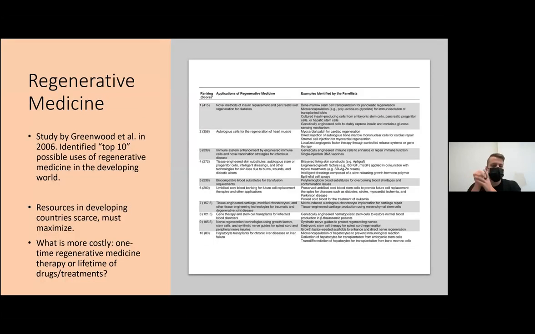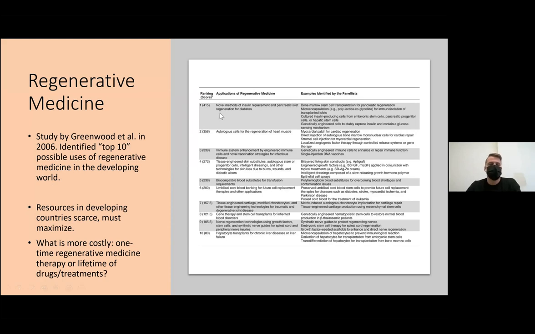Next is regenerative medicine. So this was actually super cool. It was a study done, and basically Dr. Greenwood put together a panel of doctors, and they identified a list of the top 10. They voted and used the method of elimination to see the top 10 uses of AI or regenerative medicine in the developing world. And there are some really cool things on there, like insulin replacement, pancreatic islet cell transplants.